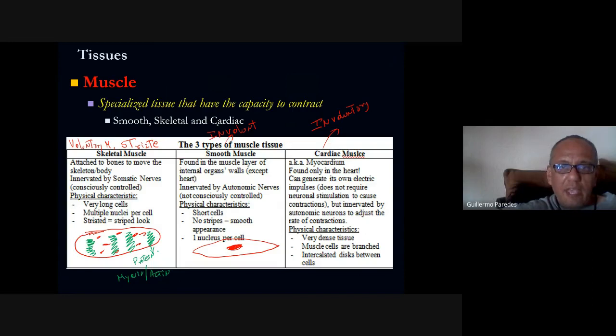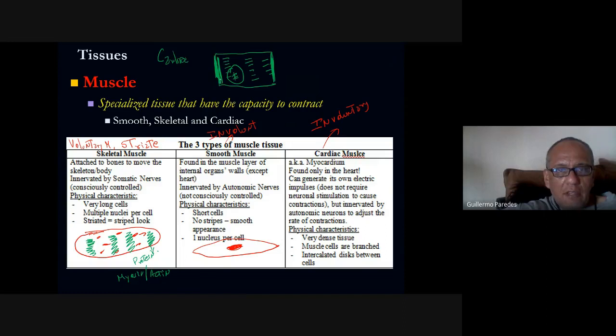I left the cardiac muscle for the end because the cardiac muscle has something similar to each of the others. Let's talk about the cardiac muscle. It's like a square cell. It has only one nucleus, similar to the smooth muscle, but it has some striations, similar to the skeletal muscle. See, the cardiac muscle has similarities with both the smooth and the striate muscle. So that's why I put it at the end.